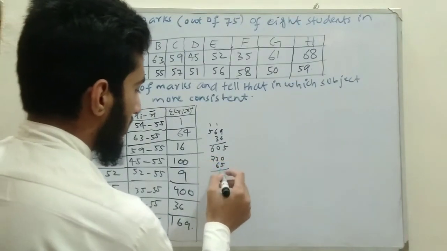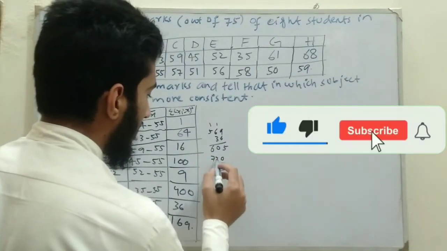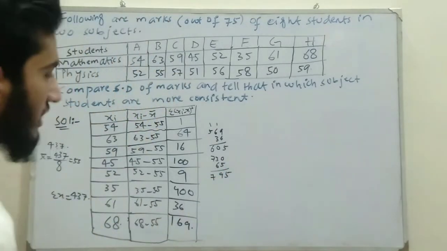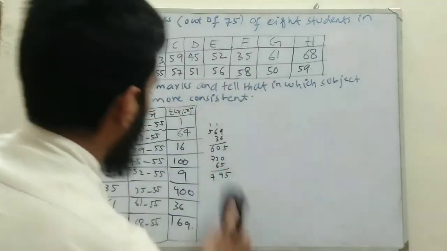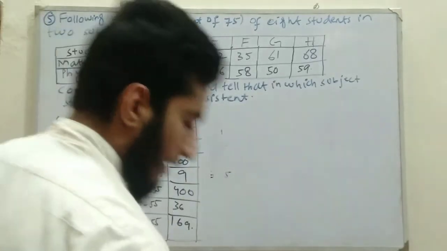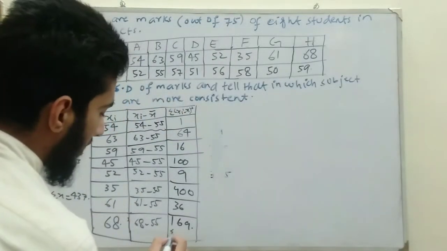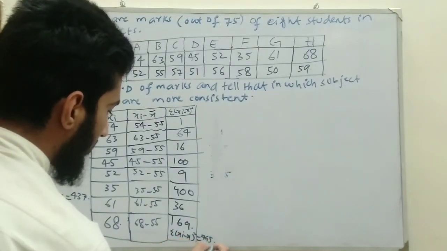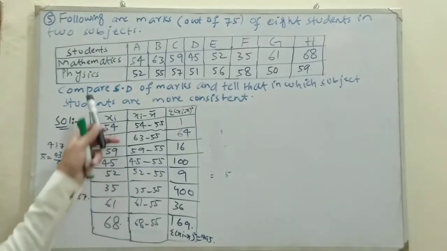So it will give us 5, 9 and 7, 7, 9 and 5. So this is the summation of (xi minus x bar) whole square, which is actually 795. Summation of (xi minus x bar) whole square is 795. Now after this we are going to find the standard deviation.